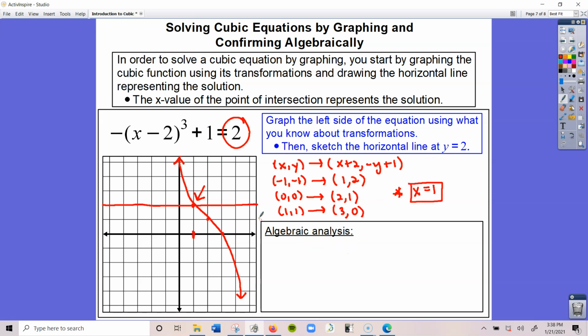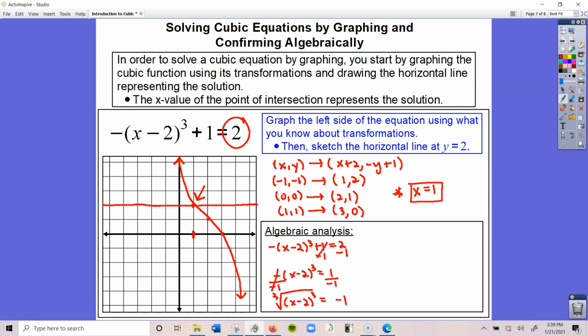Now we're going to confirm this answer by doing the algebra that we just learned. So −(x − 2)³ + 1 = 2. First, I'll subtract the 1. So −(x − 2)³ is equal to 1. Divide by the −1 to cancel out that negative. So (x − 2)³ is equal to −1.